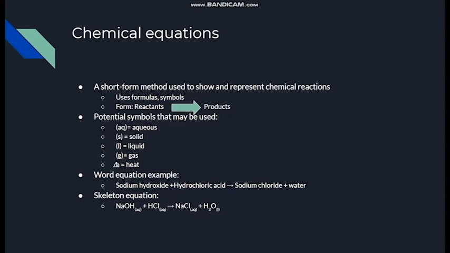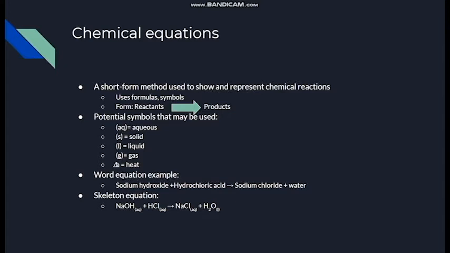So, chemical equations. A short form method to show and represent chemical reactions is known as a chemical equation. So we're going to be using formulas and symbols when writing out a chemical equation. And the pretty general form is from going from reactants to products. So potential symbols that may be used in a chemical equation are as follows.